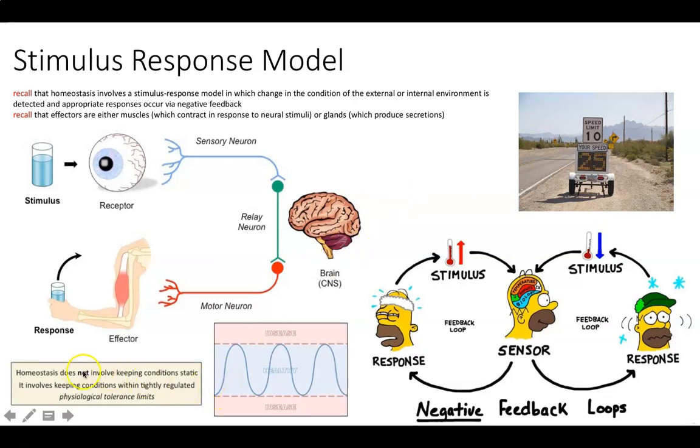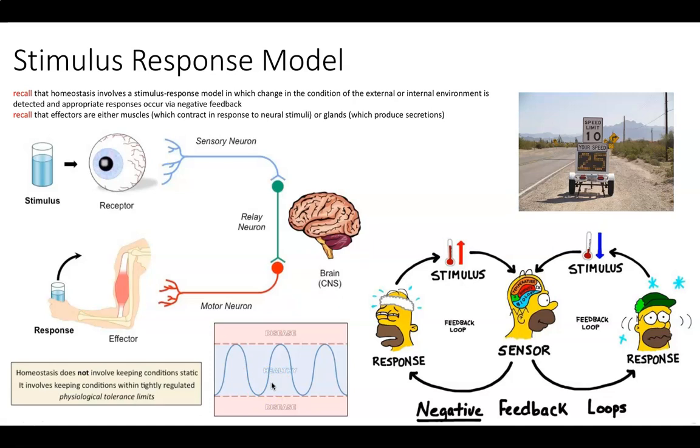Homeostasis does not involve keeping conditions static, but it means doing counter effects to bring them back down, or if our temp's too high, and then if our temp goes too low, it goes back up. So it fluctuates up and down, as opposed to positive feedback.